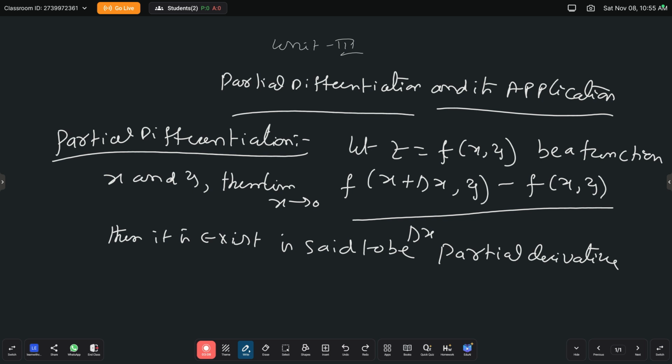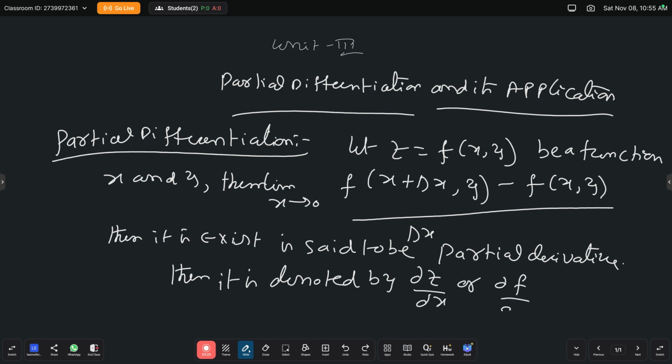Then it is denoted by dou z by dou x or dou f by dou x. So generally the partial derivative is denoted by dou z by dou x or dou f by dou x. So this is partial differentiation.